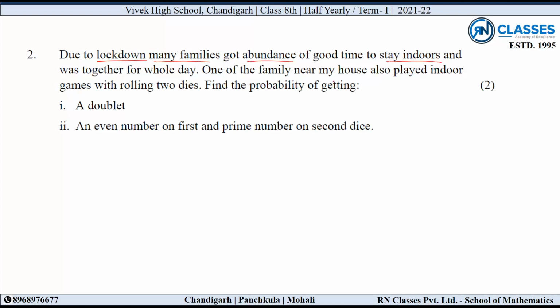Due to lockdown many families got an abundance of good time to stay indoors and be together the whole day. One family near my house played indoor games with rolling 2 dice. Find the probability of getting a doublet, an even number.